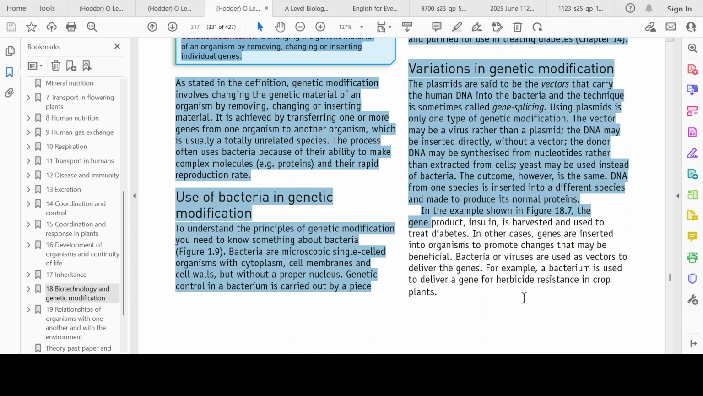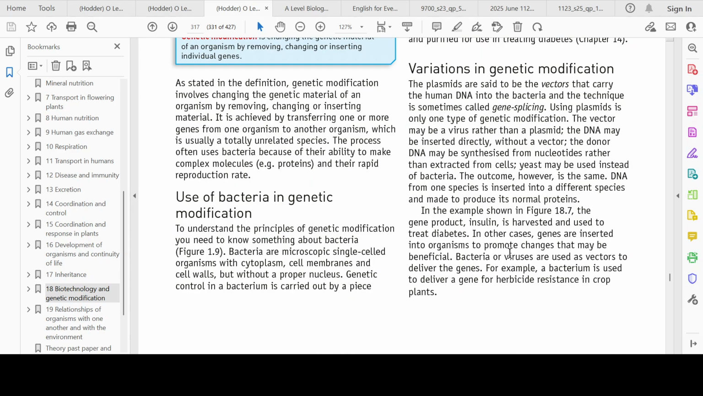So again, they're talking about human insulin, right? There are also bacteria or viruses that are used as vectors to deliver genes. For example, a bacterium is used to deliver a gene for herbicide resistance into crop plants. So that's again coming up in the following pages.